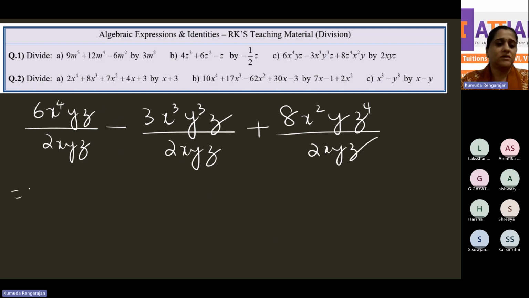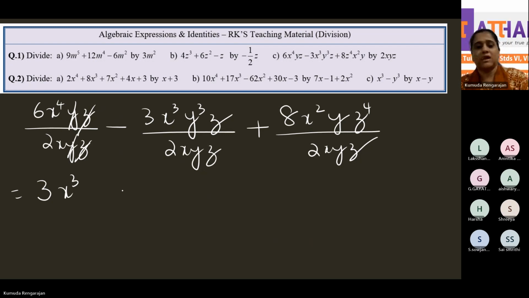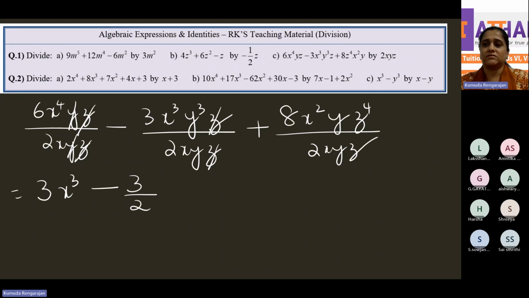So the answer: 6 by 2 is 3. X to the power 4 divided by x, 4 minus 1, 3. X to the power 3. Y and y gets cancelled, z and z gets cancelled. Minus 3 by 2 is 3 by 2 only. Z and z gets cancelled. X square, y square. Very good. X square, y square in the numerator.